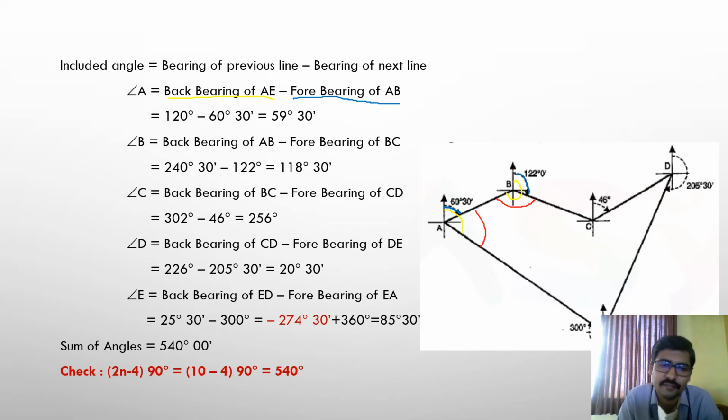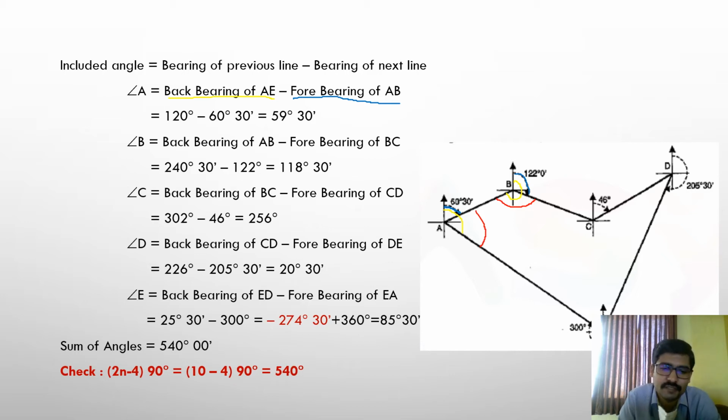So 240 degree 30 minutes is the one we have calculated using the forward bearing. The forward bearing of line AB is 60 degree 30 minutes, plus 180 degree, that is 240 degree 30 minutes. So that is the back bearing of line AB. Then minus the forward bearing of line BC, which is given as 122 degree. This will give you 118 degree 30 minutes. In a similar way, all the angles are calculated. But the last one, when you proceed, is the back bearing of line ED minus the forward bearing of line EA.